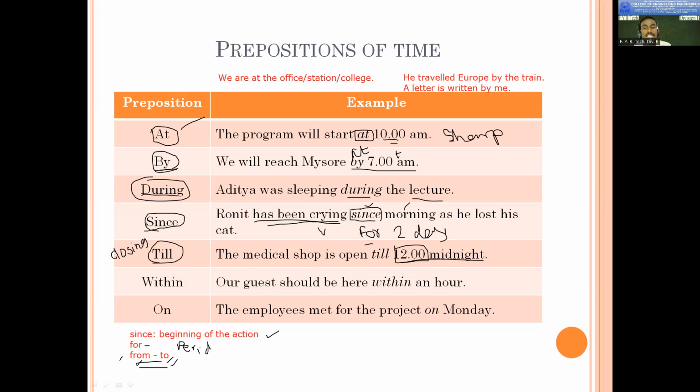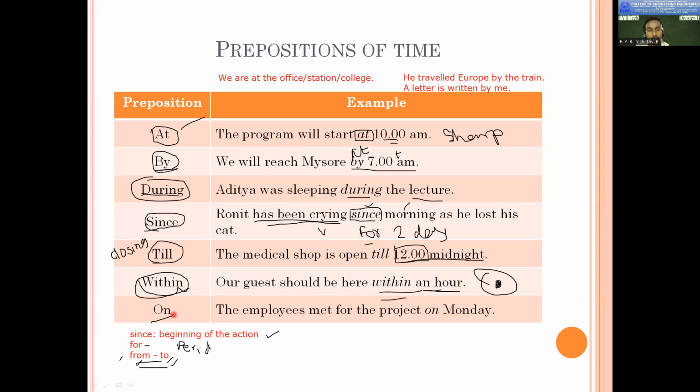Then next is within. Within is used for something which is in your reach. For example, our guest should be here within an hour. Here a certain stipulated time is there, and inside that time, so within an hour, within 5 minutes, within 1 day, within 1 week, you have one stipulated time, and inside that something is possible. In such a case, you can use within.